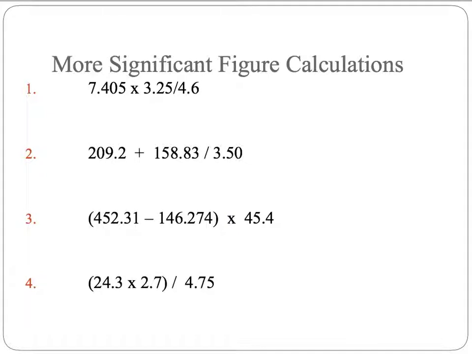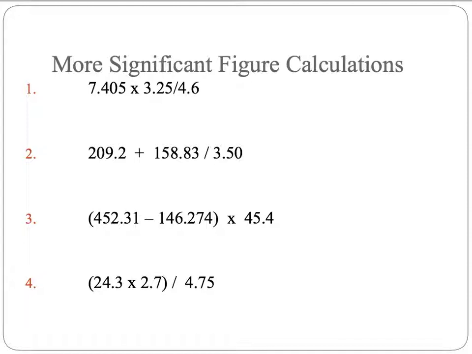Okay, moving on to some more difficult ones that have multi-step problems in them. What you have to do here is go with whatever you would do in a math class. Like on this first problem, I want you to take 7.405 times 3.25 and then divide it by 4.6. Order of operations that you learned in math class, you're going to have to multiply those numbers first before you divide them.